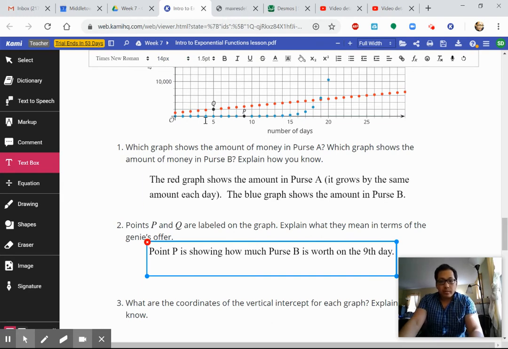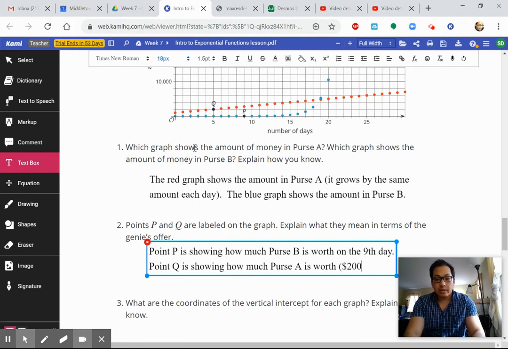What's point Q showing us? Well, what do you think? It's on the red graph, so it's showing us the amount in purse A, right? And what does it look like the amount of purse A is at point Q? Let's see, this goes up by 10,000 here. There's 1, 2, 3, 4, 5. So this must be 10,000 divided by 5, which is 2,000, right? So point Q is showing how much purse A is worth, which is, I think, $2,000.